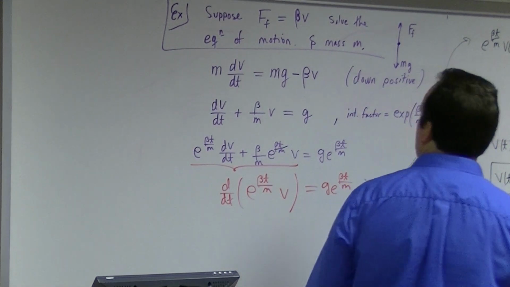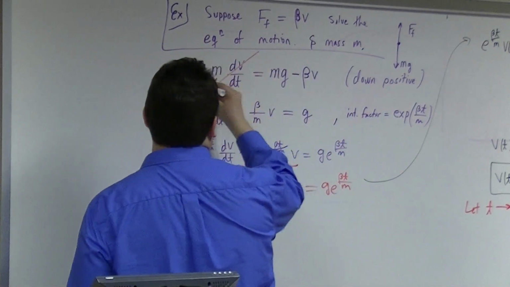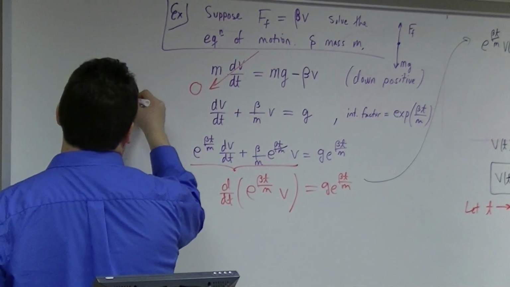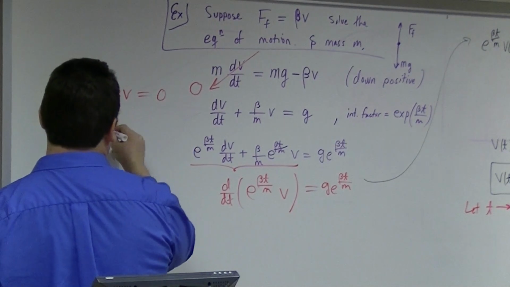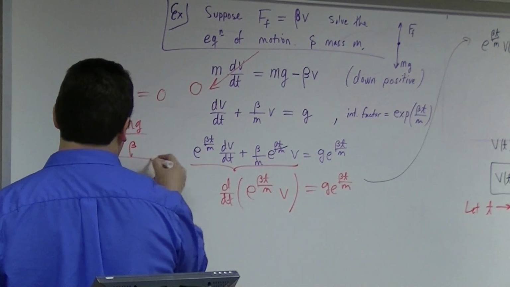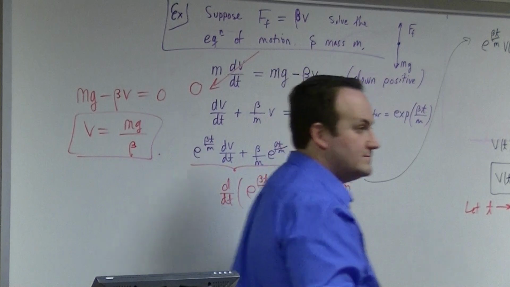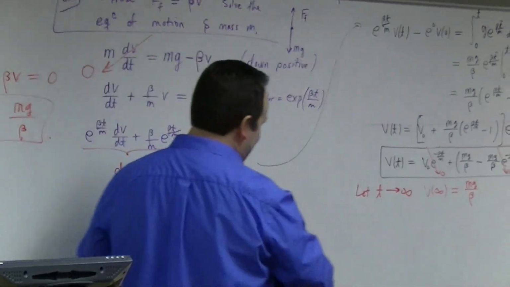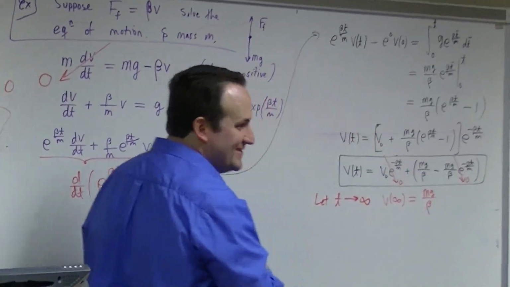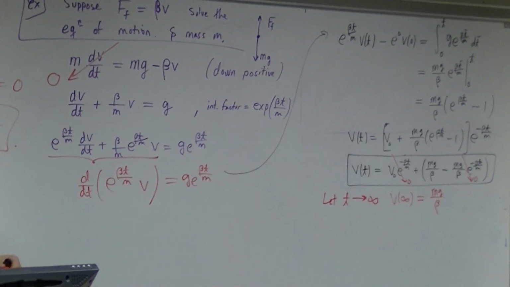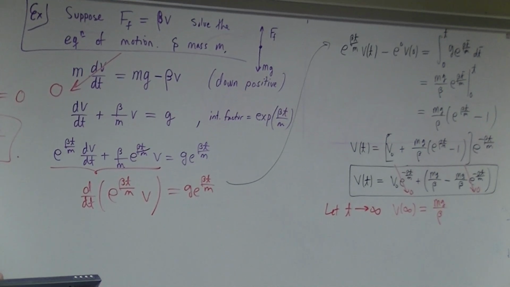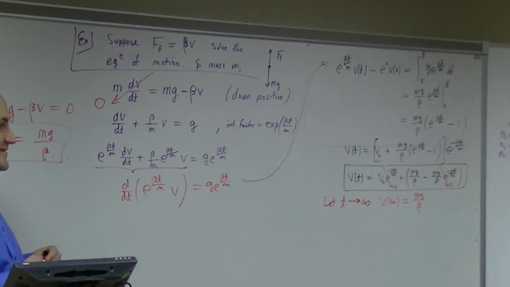But check it out. That's exactly what you would have got if you just took this and set it to 0 from the start and just solved for v. See? mg minus beta v equals 0, v equals mg over beta, terminal velocity. Solution by physical intuition. Solution by math. So there's a big difference, right? Math tells you how it gets to the terminal velocity and so forth. It can quantify how long it takes you to get to 99% of the terminal velocity, and so on. Physics just tells you what it is.